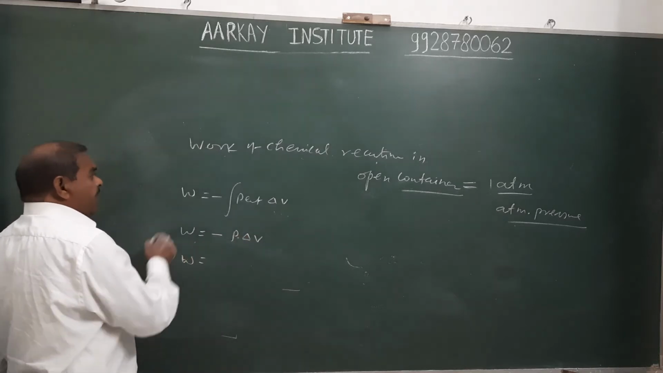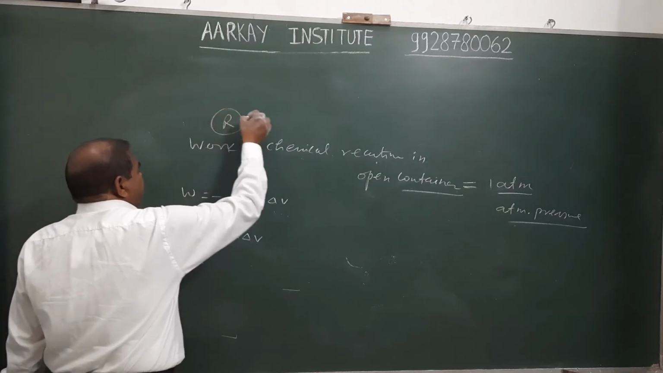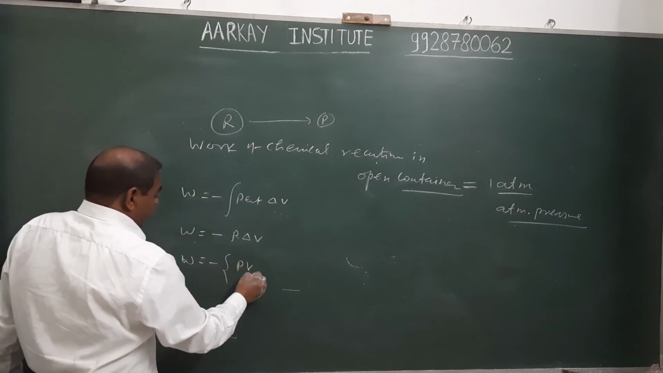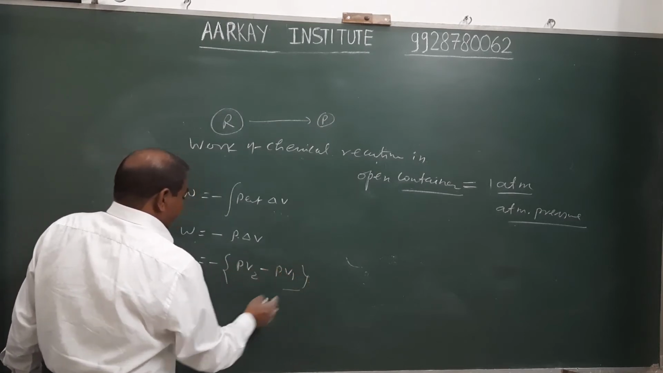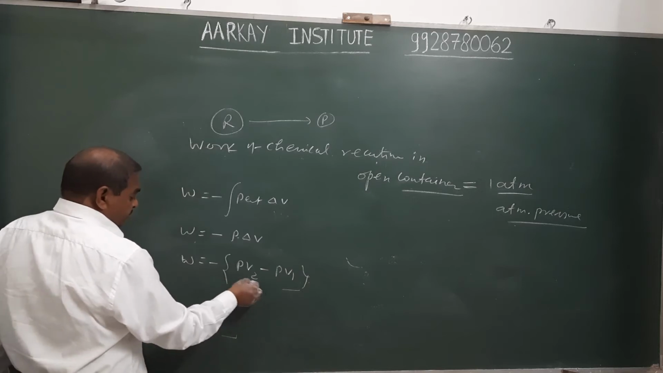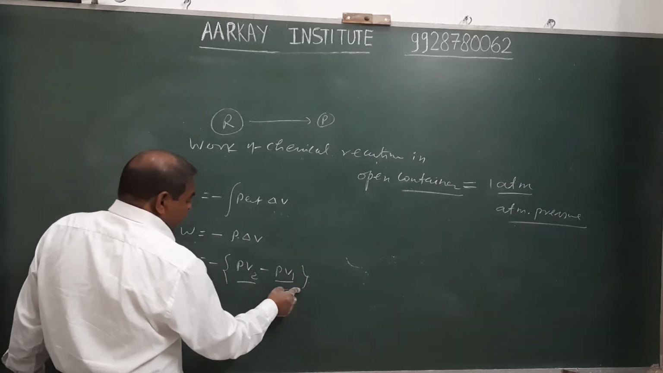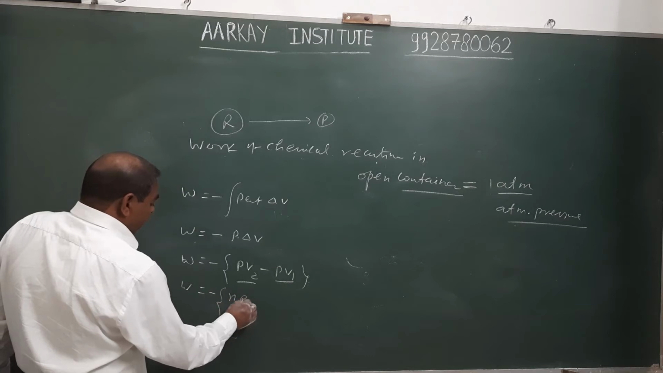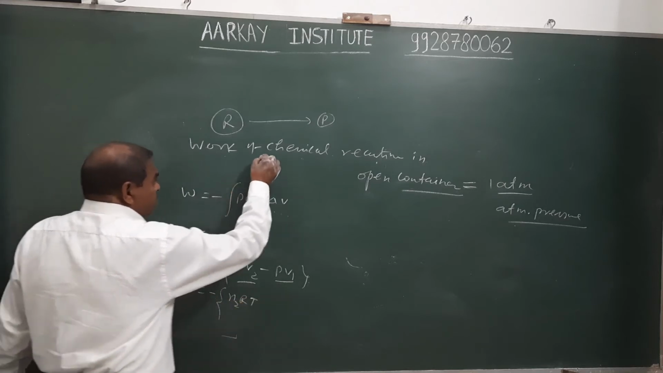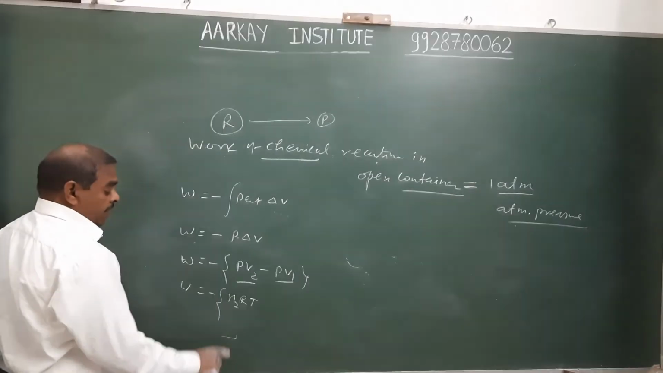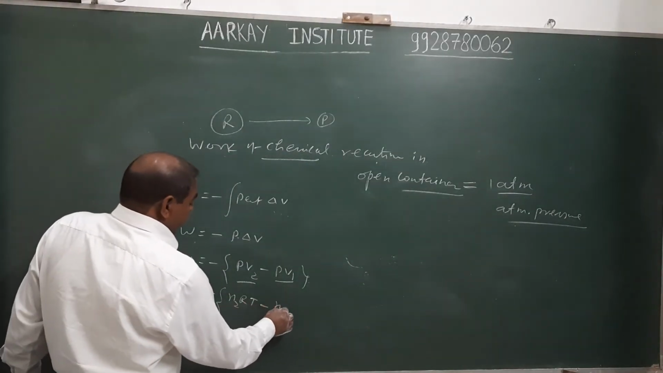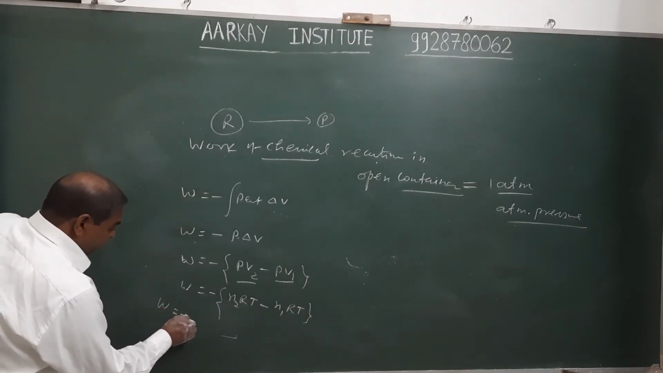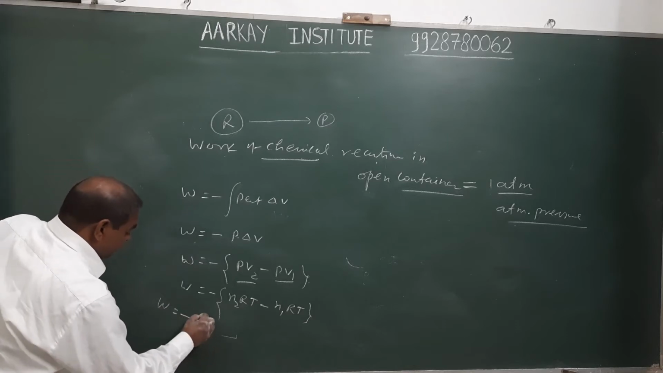In the case of a chemical reaction, the reactant changes into the product, and hence the work is minus (PV2 minus PV1). PV2 means the final condition of the product and PV1 the initial condition of the reactant. Therefore, W equals minus n2RT minus n1RT. Temperature is also constant in most chemical reactions, and P and V are constant. n2 is gaseous species minus n1RT.